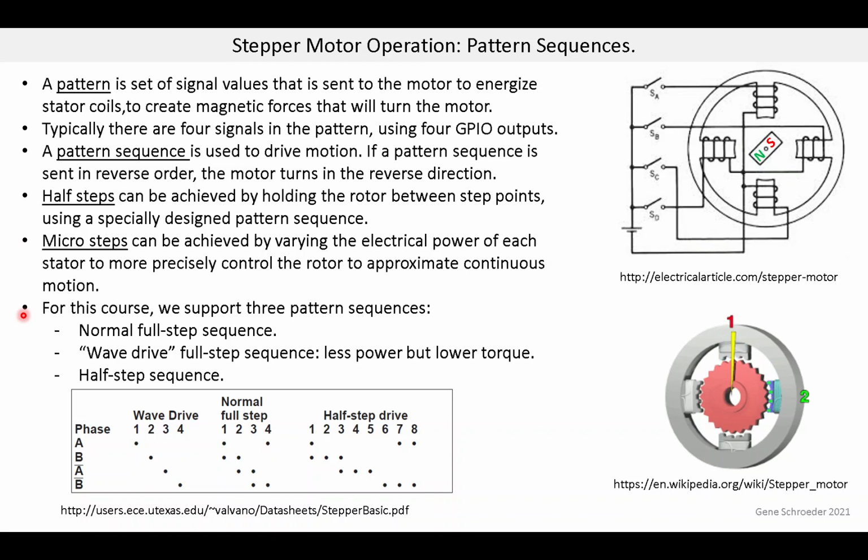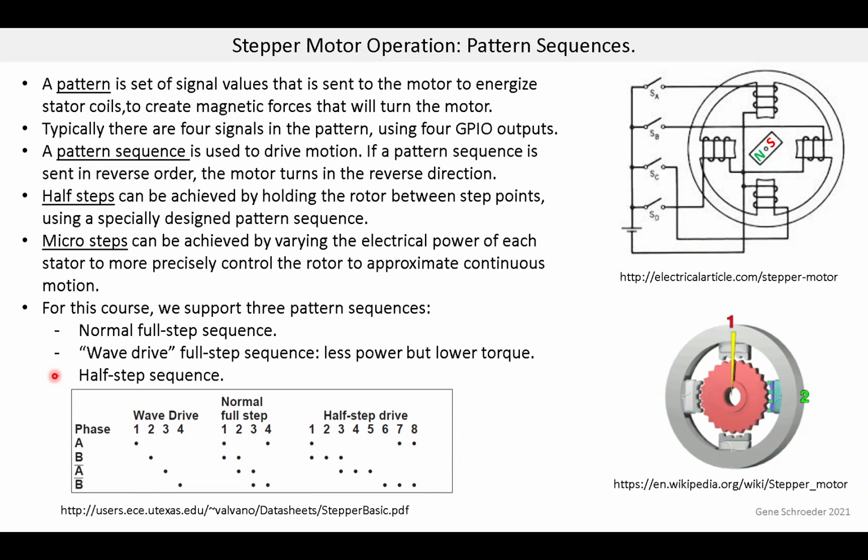So for this course, we support 3 pattern sequences. First, there is the normal full step sequence. Then there is something called wave drive, which is also a full step sequence, but it uses less power, but also results in less torque. And then finally, there is a half step sequence.